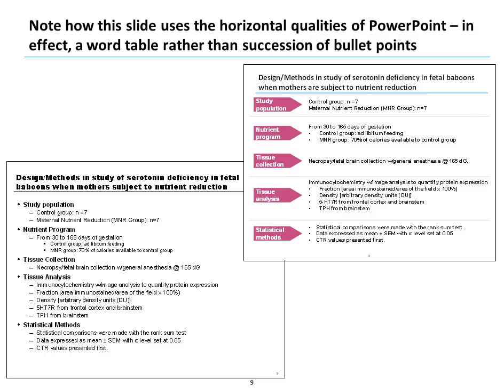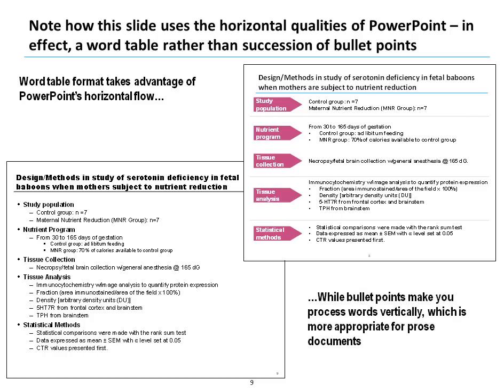On the left, you can see a kind of classic bullet point slide, but notice on the right how much easier that is to read by creating a word table. A word table takes advantage of PowerPoint's horizontal flow. Bullet points, on the other hand, make you process words vertically, which is more appropriate for prose documents than PowerPoint slides. So take a moment to look at the way these two slides are different.